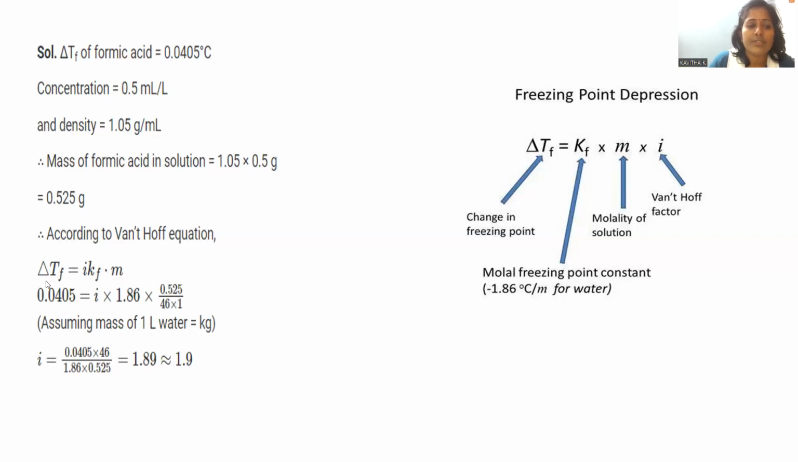According to Van't Hoff equation, delta Tf is equal to i Kf m. That we only discussed here, i Kf m. So from this, delta Tf is known, that is 0.0405, and i is called Van't Hoff factor, and the Kf value is given as 1.86. 1.86 is the constant value. The molal freezing point constant is given to you, that is 1.86. And m means what? Molality of the solution. That molality of the solution is taken as 0.525 by 46, right?